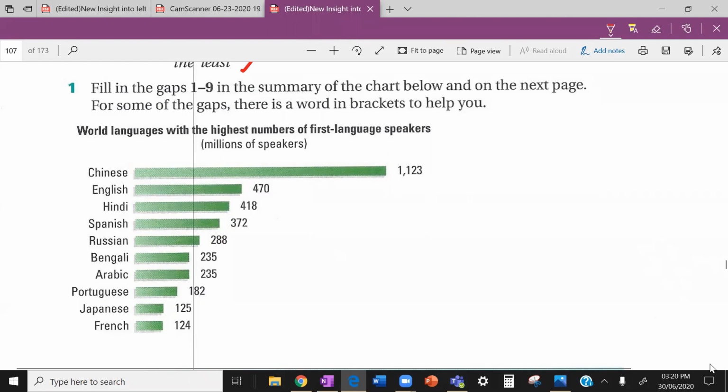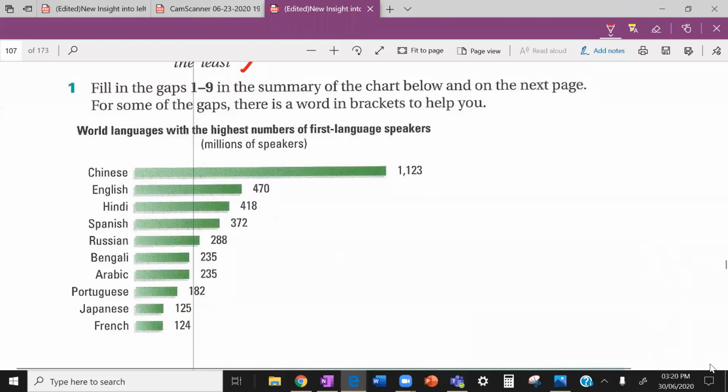Okay, we can have 1 or 2 more examples, and then we will move on. Yes, Humaira says among 10 different first languages, Chinese is considered to be the most spoken language with the highest number of speakers as compared to French, where a smaller number of speakers has been observed. That's true. That's a true comparison.